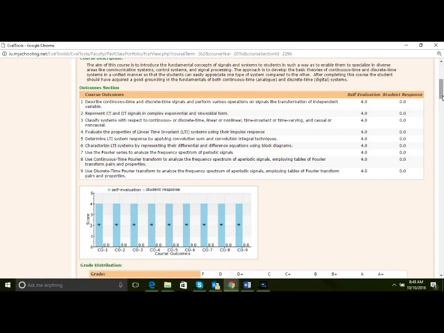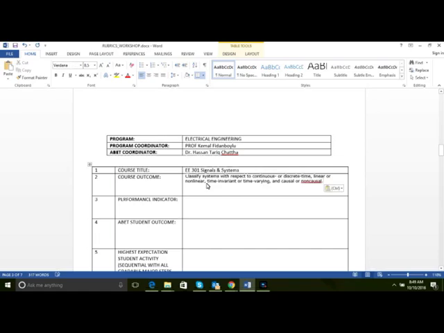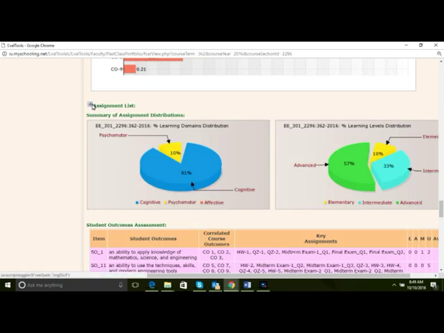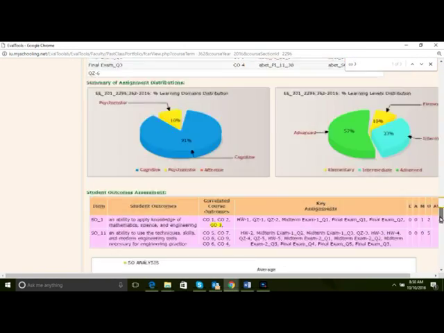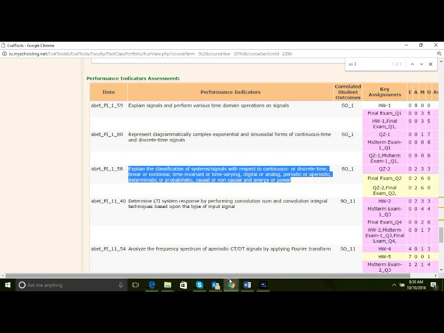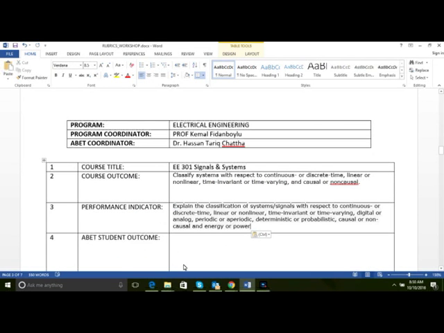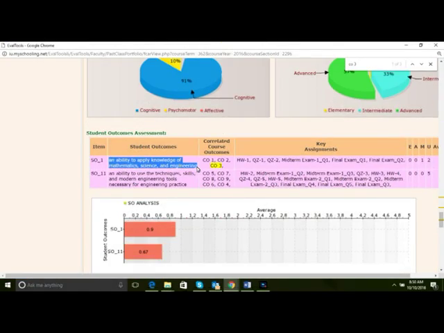EE301 Signals and Systems. Let's select the course outcome now. Classify systems with respect to continuous or discrete time, time invariant or time varying, linear or nonlinear, causal or non-causal types. And then let's select the performance indicator. Assignment list, PI 158. Explain the classification of systems and signals with reference to different types. And A is student outcome, applying the knowledge of math, science, and engineering.